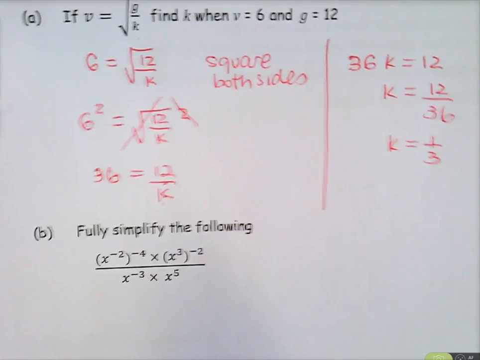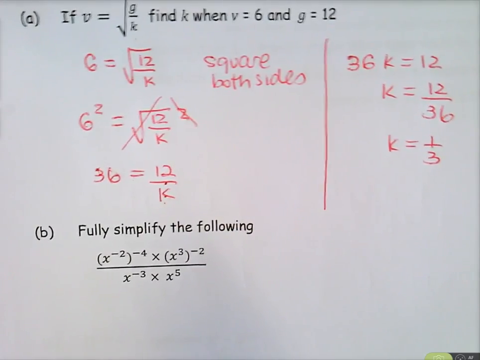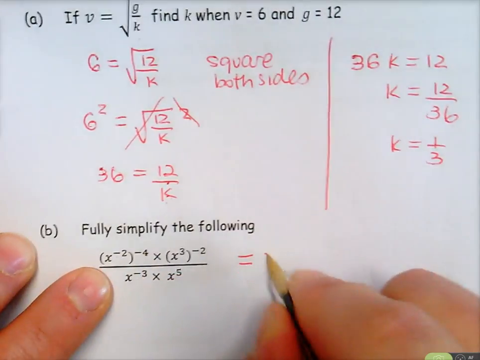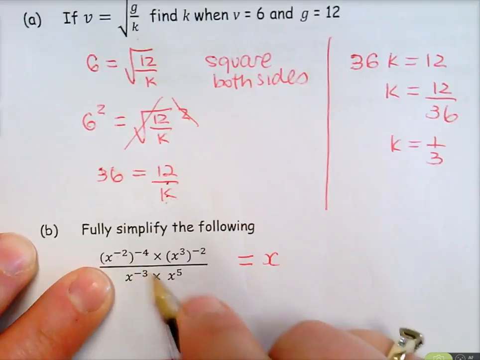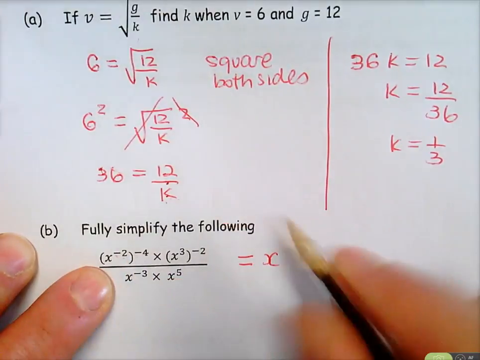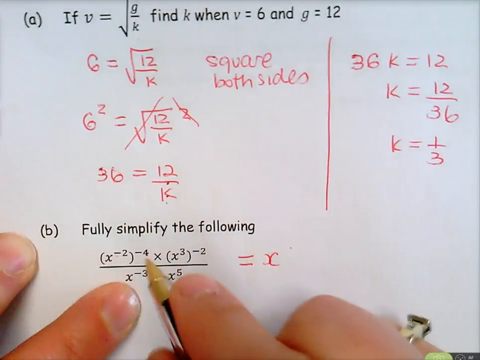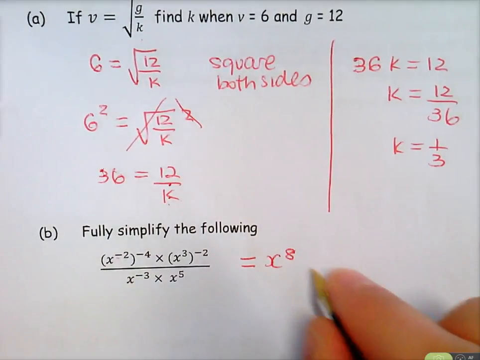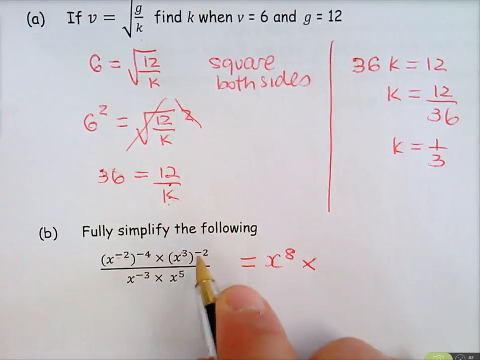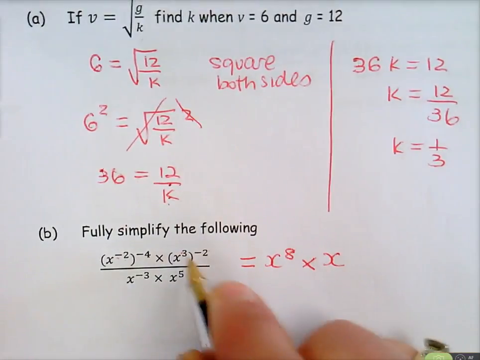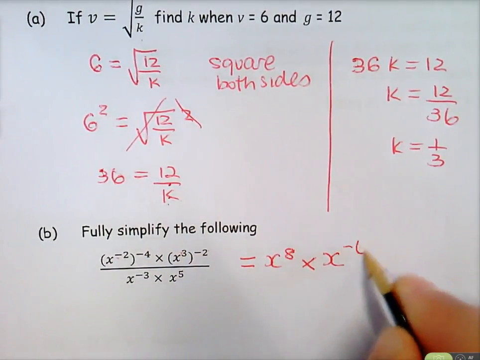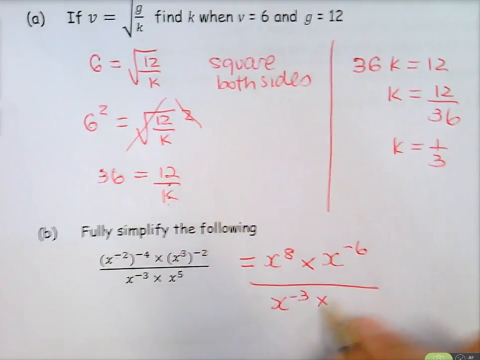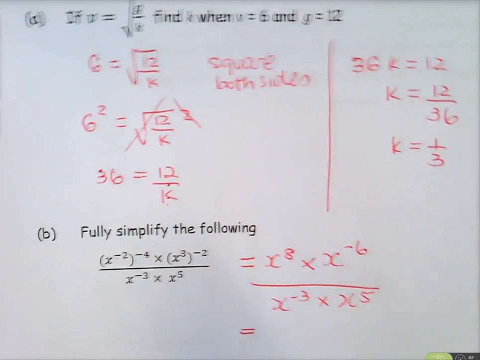This is not difficult at all if you just use index laws. Index laws. Power of a power. Don't you just multiply the powers? Negative 2 times negative 8? No. Negative 2 times negative 4 is positive 8. That's the first one. Multiply the powers. x to the power of 3 times negative 2 is negative 6, over x to the negative 3 times x to the 5.